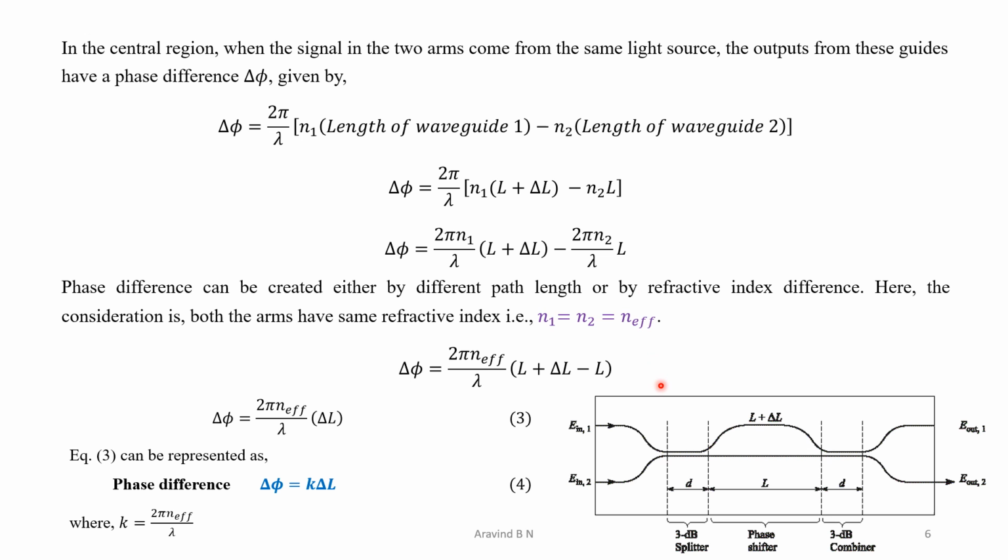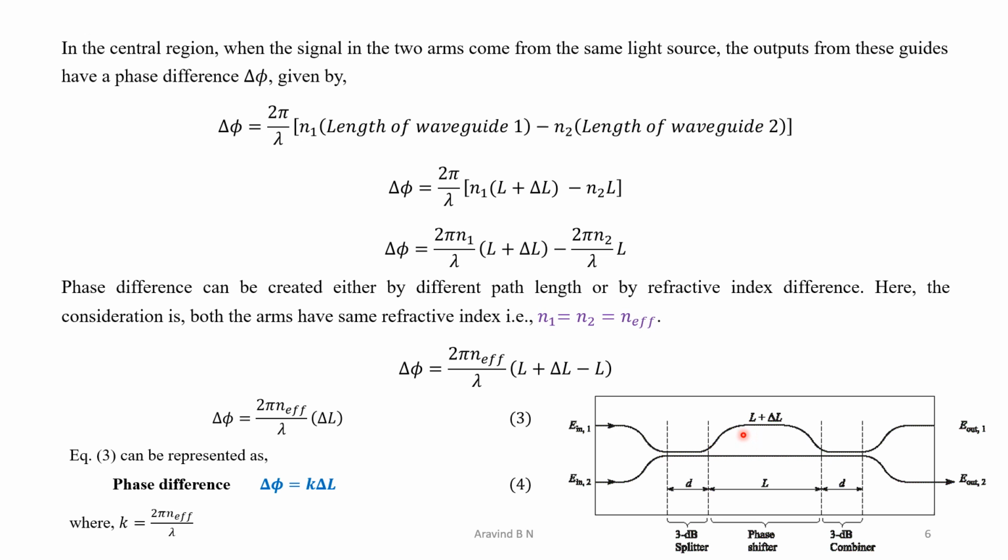Now we have to achieve the phase difference over here. To achieve phase difference, there are two methods. First one is by changing the refractive index of these two waveguides. The second way is to change the length of these two waveguides to achieve the phase shift. In this case, we are varying the length of the waveguide to achieve the shifting operation.